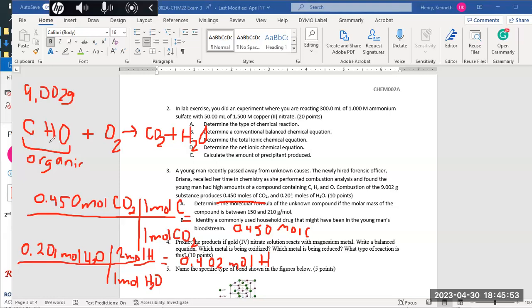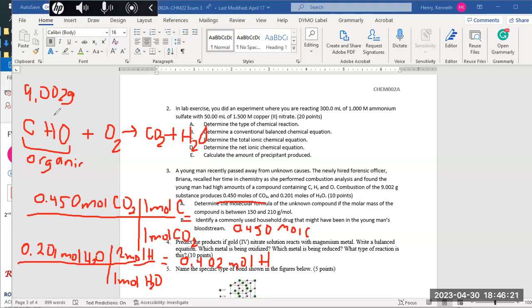Okay. So if you know the carbon and you know the hydrogen, don't you know how much oxygen you have left? Yeah. So you mean we have to add those two together and then subtract that from 9.002? That's right. You subtract those two added together from 9.002. That is correct. The mass of that, right? Because this is in grams.